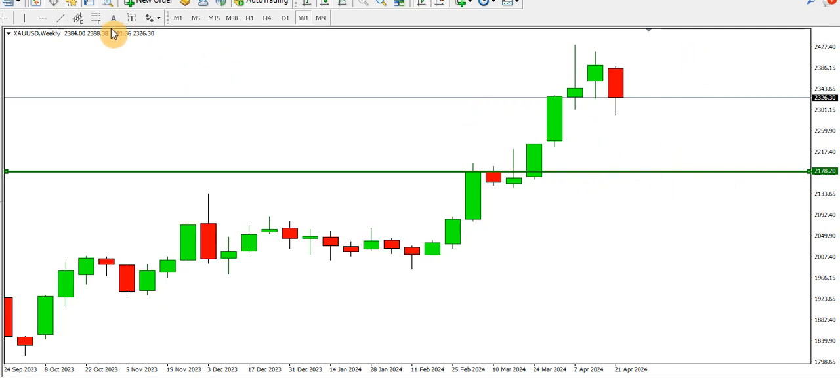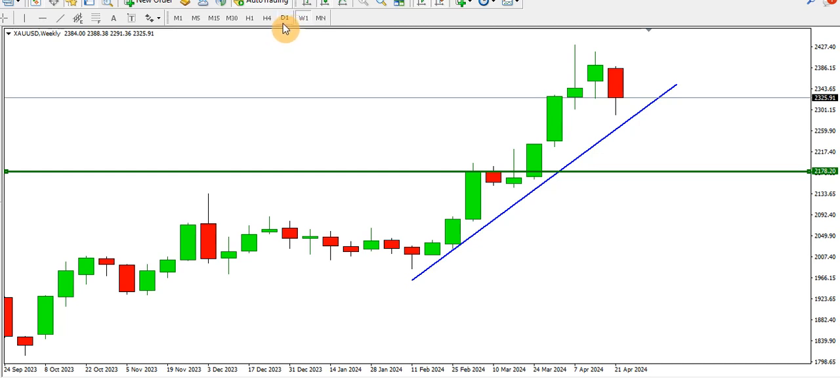But for now, the overall trend is bullish. But we are starting to see the possible end of the trend around here. It might reverse and retrace up to this point before price continues to go up. But for now, overall direction is bullish, and price is dropping for now. That's for the weekly time frame.